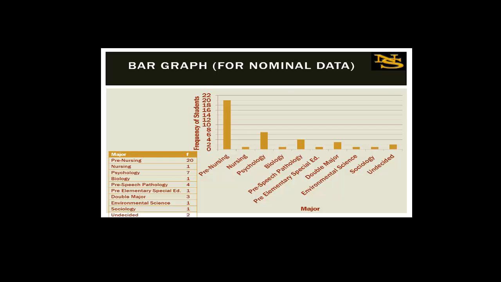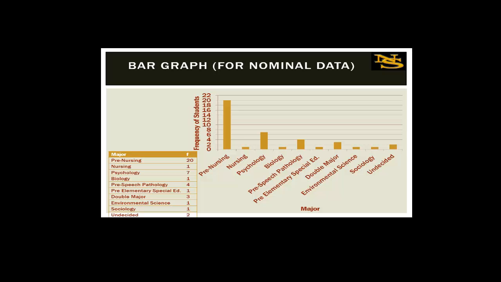So let's go ahead and break down this bar graph that was used to display how many students in one of my past classes had each major declared. If we're looking at the frequency distribution table, 20 students were a pre-nursing major, 1 was a nursing, 7 were psychology, 1 was biology, and so on and so forth. This is a nominal variable. Major is nominal. It's not numeric in nature. It's simply categories that we're looking at.